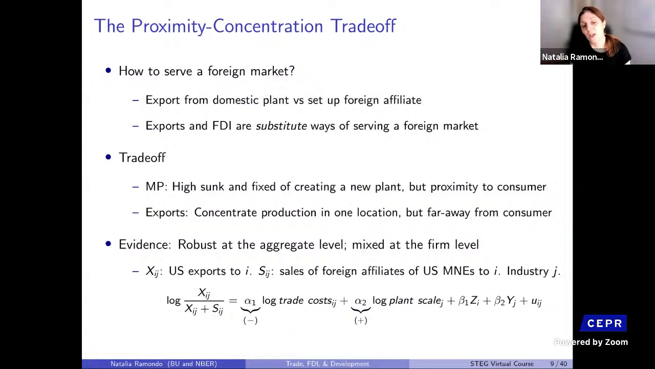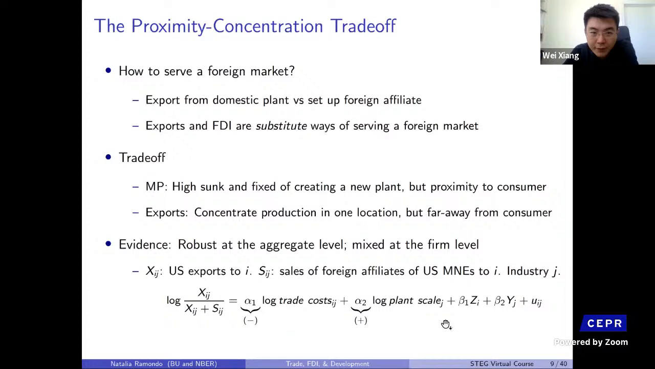So in general, the type of evidence we have is like if we regress the log of the ratio of exports to total foreign sales, or sales of affiliates in a foreign market, we can do it at the industry level, for instance, we should observe that it decreases with trade costs, right? So we want to serve foreign consumers more through affiliates when trade costs are larger, and it is positively related to some measures of plant fixed cost. In general, these measures are related to production to non-production workers, or something like that. And that has to be positive. So in general, our theories will deliver this trade-off at the aggregate level.